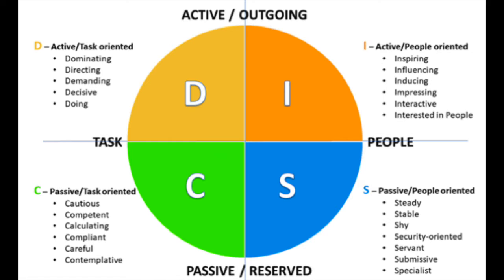We have the S, who is passive and people-oriented. Can be steady, stable, shy, security-oriented, servant, submissive, specialist. And finally we have the C, who is passive and task-oriented, who is cautious, competent, calculating, compliant, careful, contemplative.